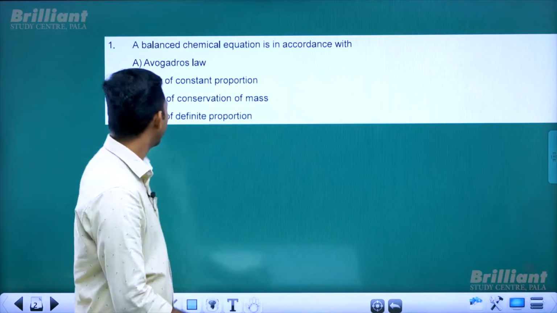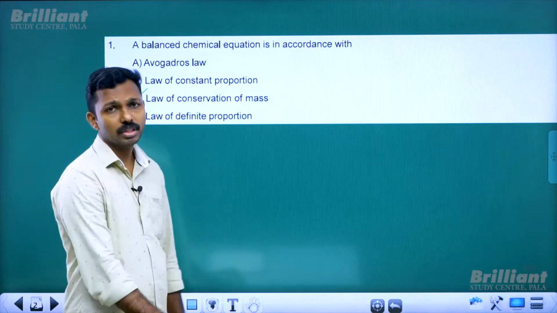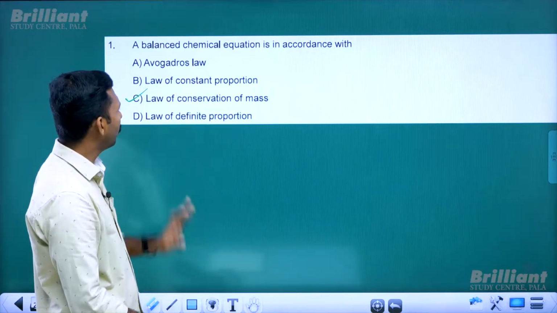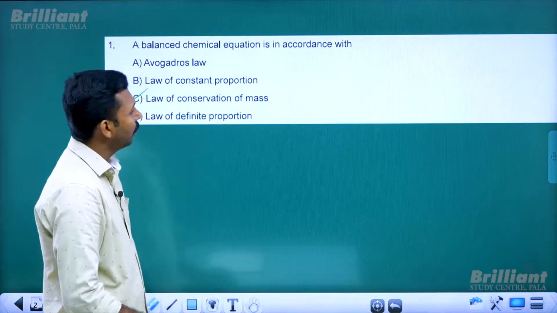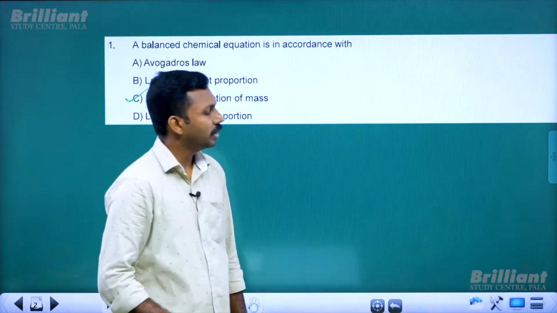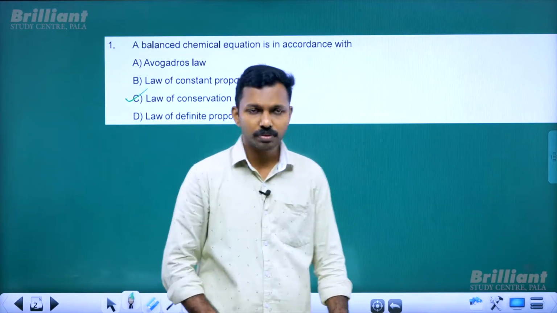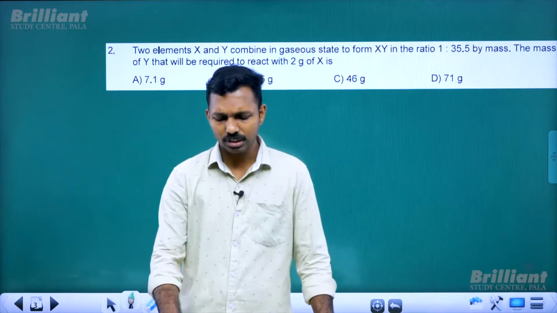Law of definite proportion is also the same as the law of constant proportion. These two are the same laws. So here the answer option is law of conservation of mass. The mass of the reactants and the mass of the products should be equal. That is the answer of the first question. Now, going to the second question. What is the second question?